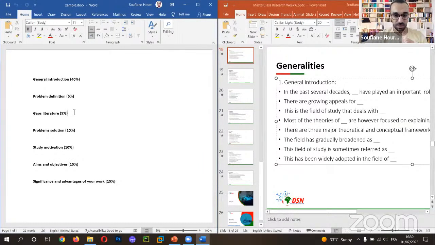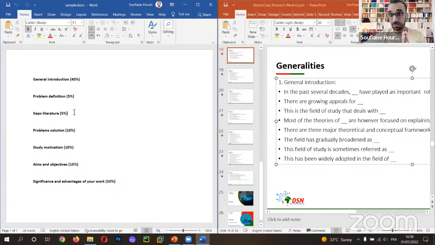And for example, if you are going to write, let's say, a conference paper, in general, conference papers are between 4,000 to 6,000 words. So as I said, the introduction should be a maximum of 15% of your research paper. So you should know the number of words.